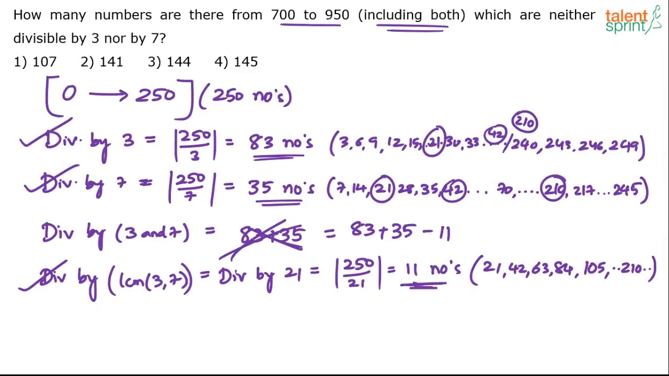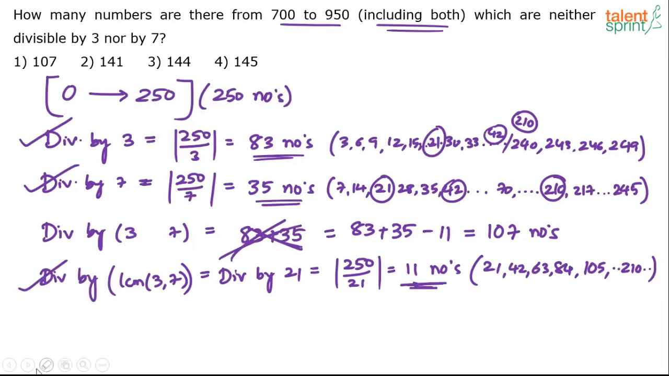What is 83 plus 35 minus 11? 83 plus 35 is 118. 118 minus 11 is 107. So there are 107 numbers which are divisible by 3 or 7. Basically not and, it should be or. I'm sorry.